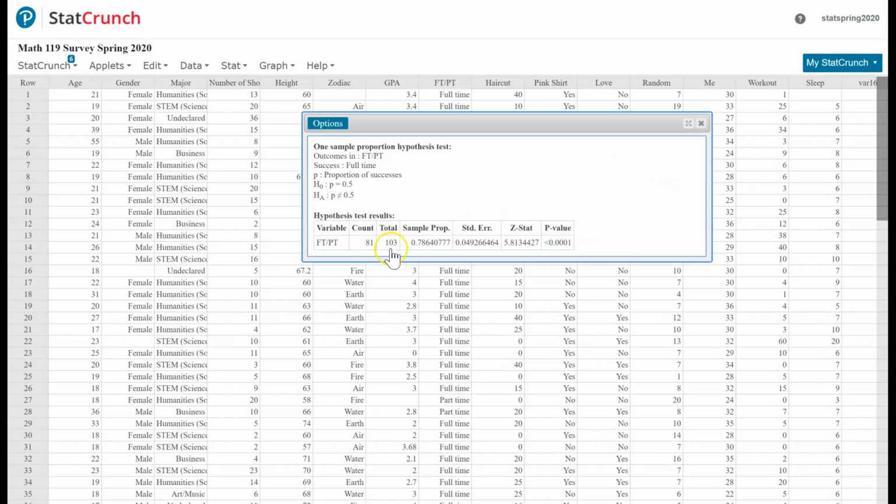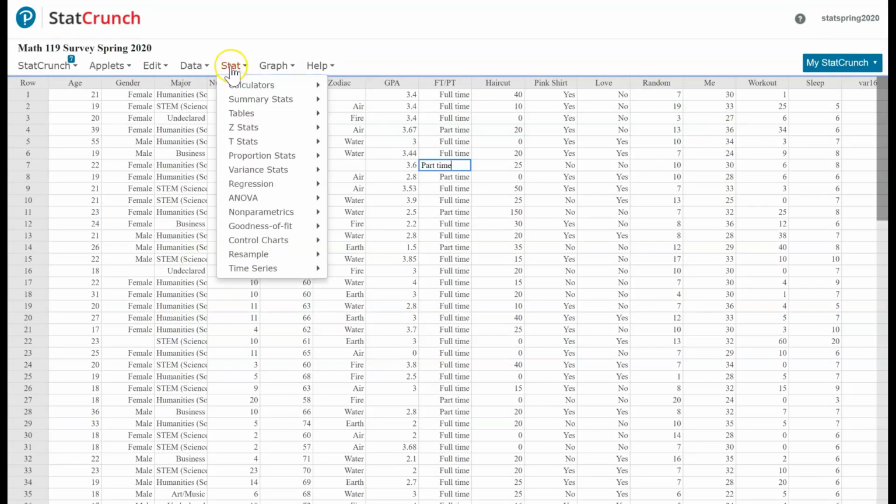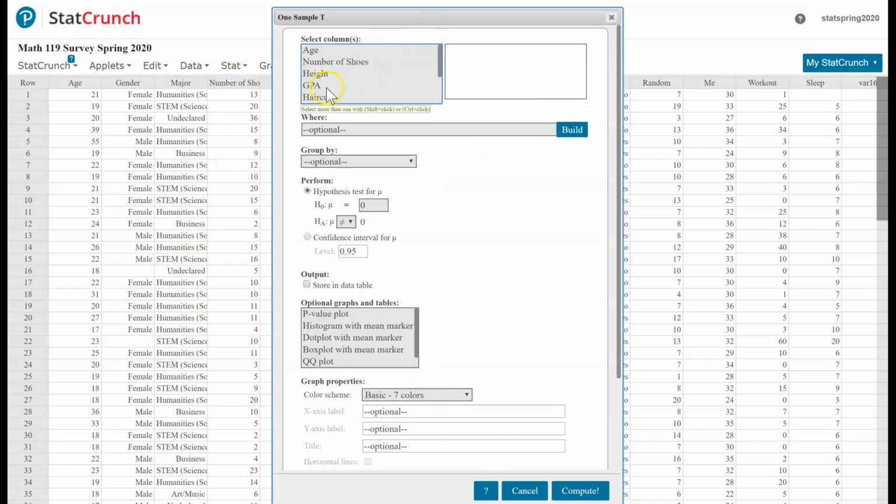So we're going to go to here. Let's get rid of this. So what you're going to do if you're doing a t-test for a one sample mean, so it's just one sample, you're going to click on stat, then you're going to click on t-stats because it's a t-test. One sample with data. And now you're going to click on GPA, okay, because that's what you want.